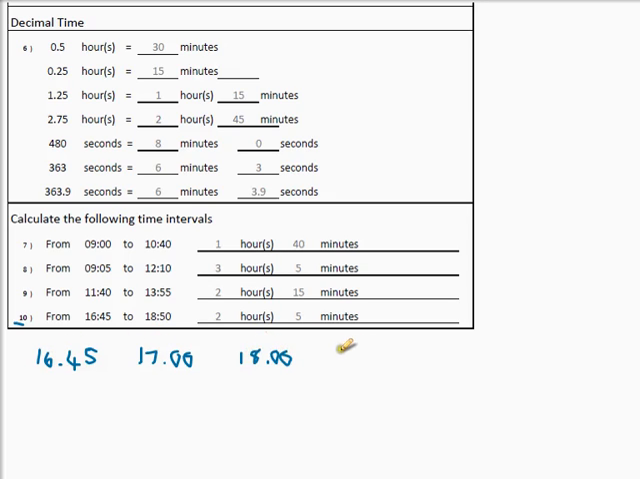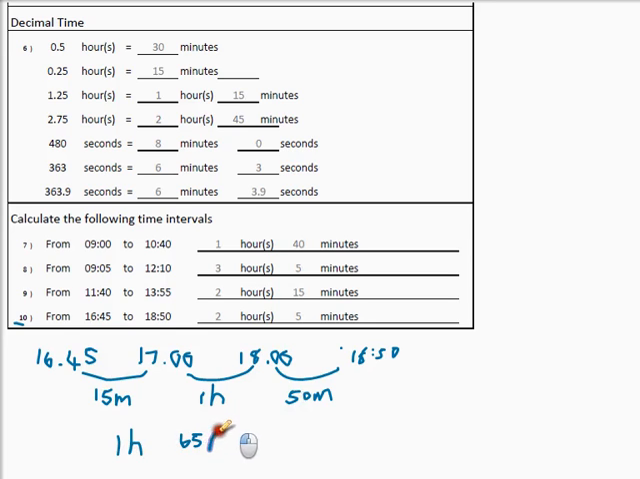16, 17, 18. The next full hour is 19, which is out. Okay, how long is it from 16:45 to 17 hours? It is 15 minutes. And that is 1 hour. And then to 18:50 is 50 minutes.